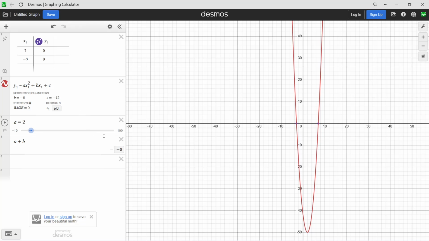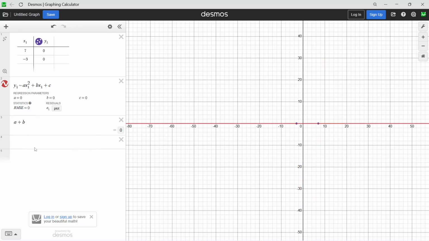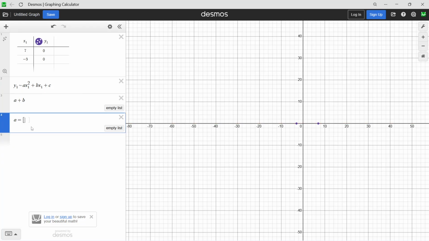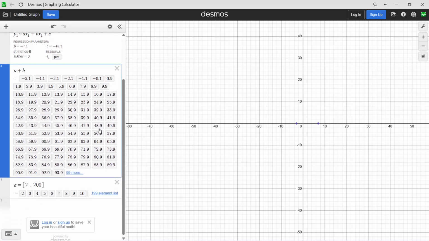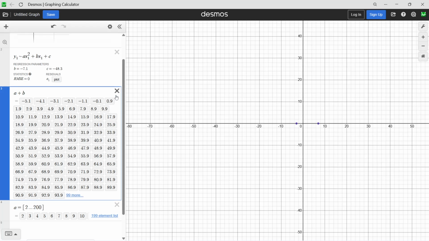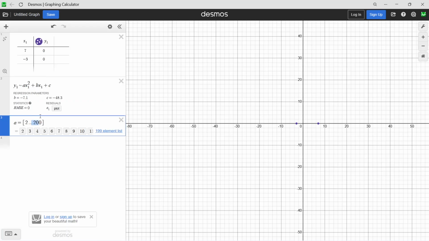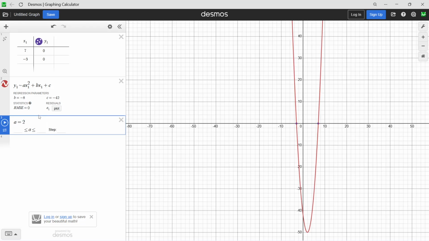I'm going to try one other thing. Let's see. I don't think this will work. What if I say a equals, and I give it a range? Let's say 2 to 200. Well, it's done something very strange there. Let's see if I can see the whole list. Yeah, for some reason, I thought maybe I could see it all at once, but it's doing something. Oh, because it's not going up by integers.